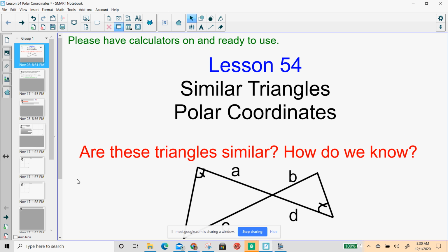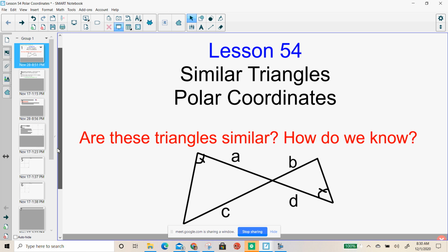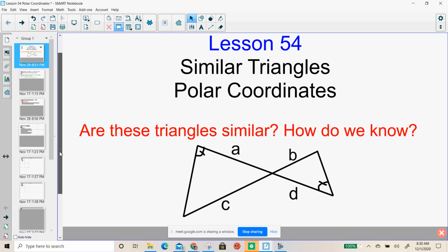We're going to be talking about similar triangles, which we've done some with before, and we're going to begin working with something called polar coordinates. That's going to be the really new and different part. So first, I want us to think about the similar triangle piece of all of this.